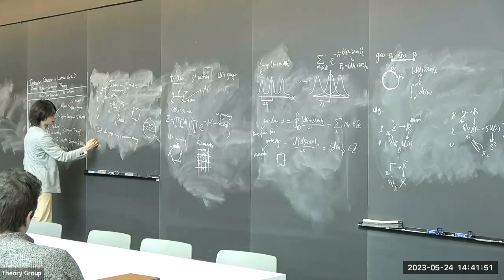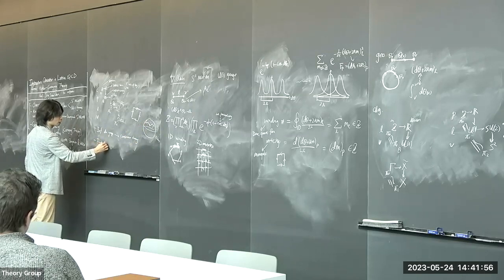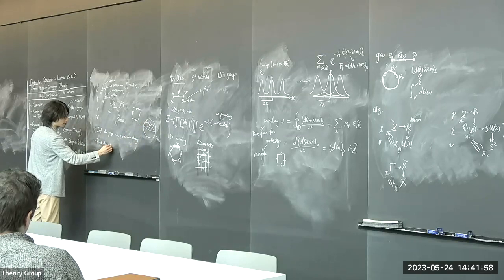And the other possibility, more suitable for the lattice, is to have something that's finite dimensional, but it is not a group.